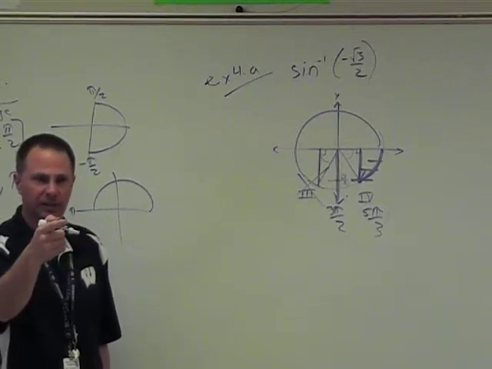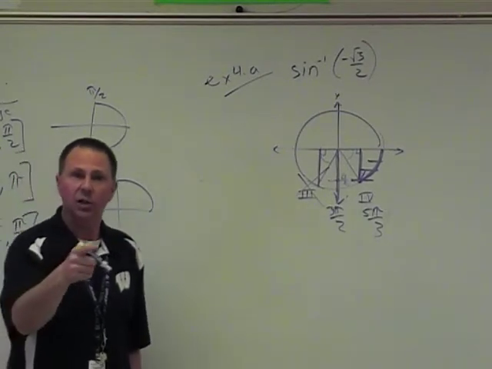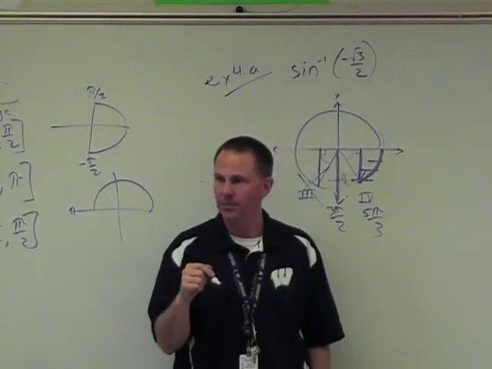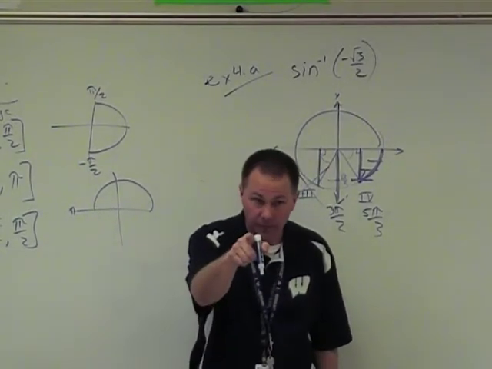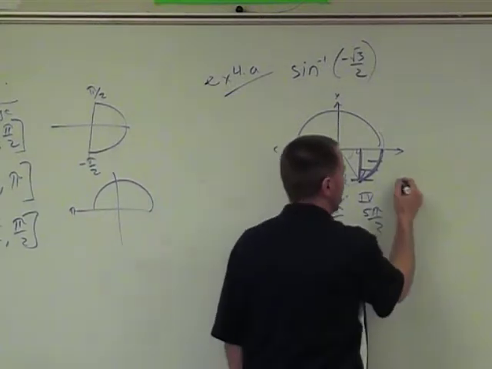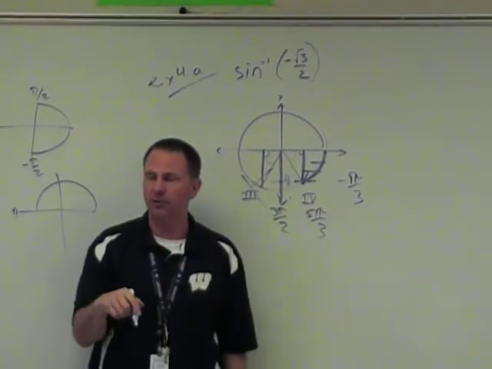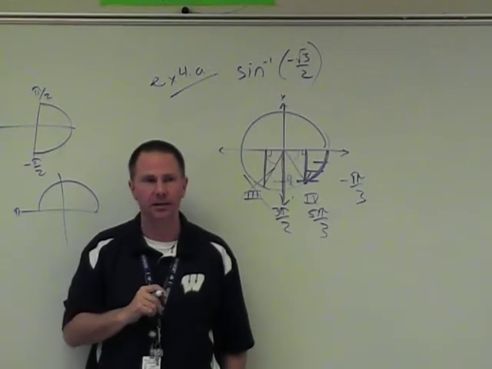What's the degree? Negative 60 degrees. So what is negative 60 degrees in radian measure? Negative pi over 3. So the answer is negative pi over 3. 5 pi over 3 is your coterminal angle going in the positive direction. Okay?